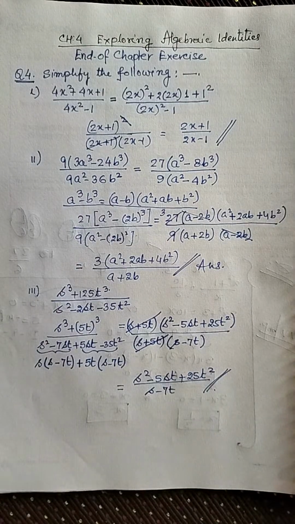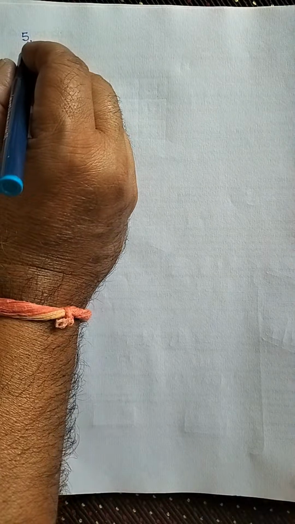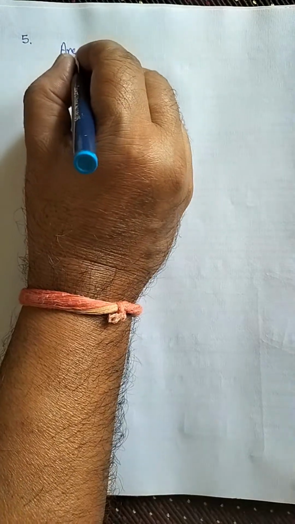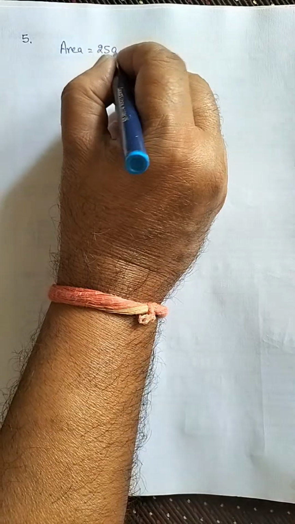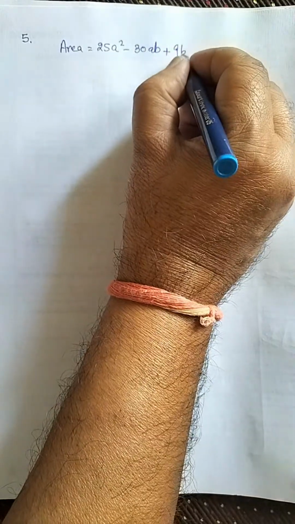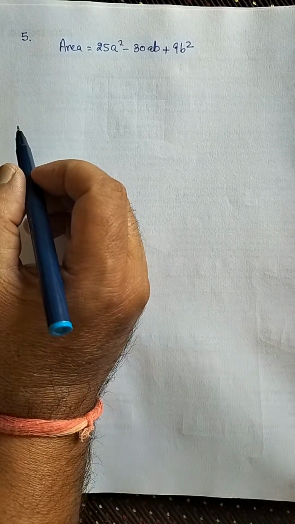Okay, now this is what the fourth question was. Let's come to the next question, question number 5. Now question number 5 says you have to find the sides, that is length and breadth of a rectangle. Just look into your books, you can find question number 5, which says that a rectangle whose area is 25 a square minus 30 ab plus 9b square, and you have to find the possible lengths and breadths.